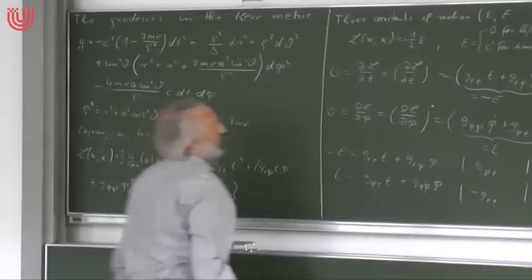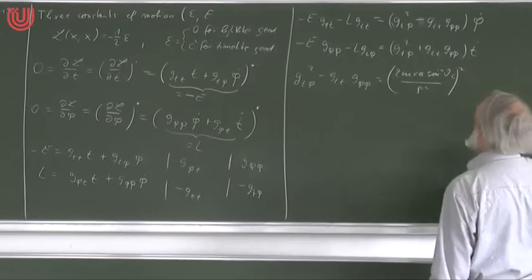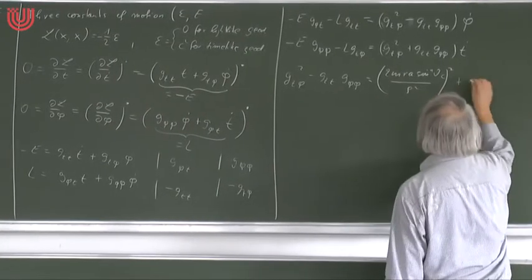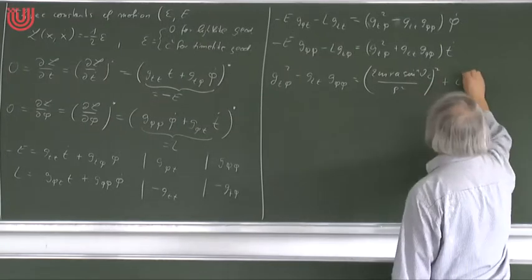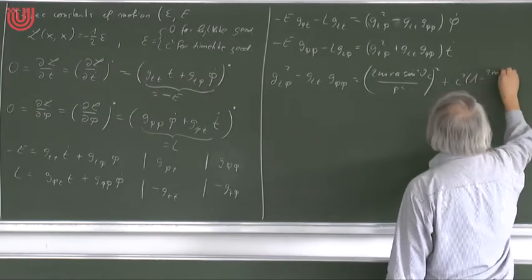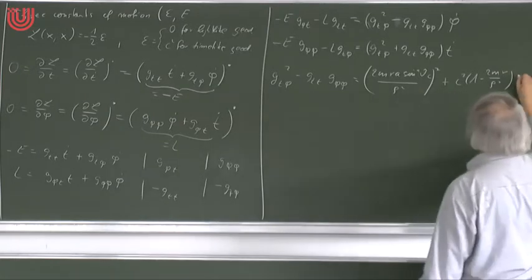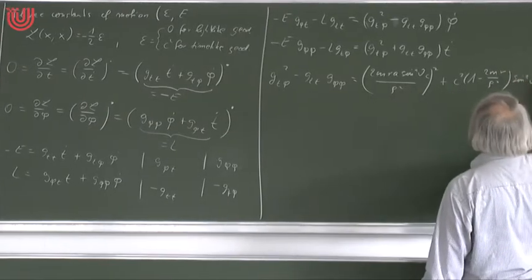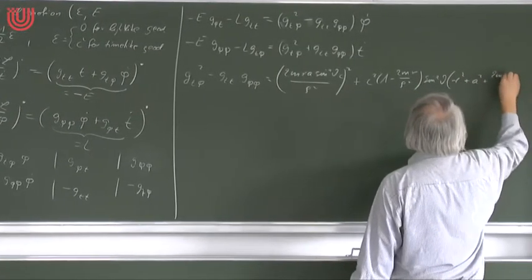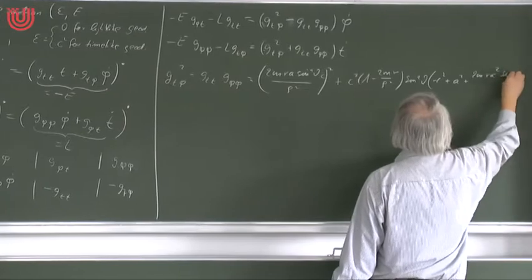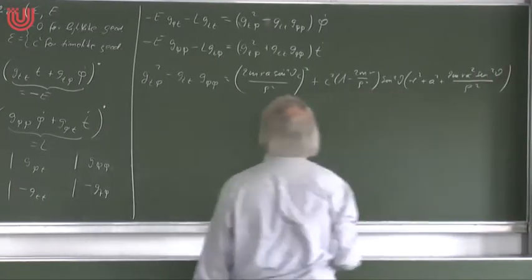I forgot the C. There's a C in the bracket. And then I need minus GTT. This is plus, what was it? C squared times 1 minus 2mr over rho squared. And G phi phi was sine squared theta times r squared plus a squared plus 2mr a squared sine squared theta over rho squared, if I'm not mistaken.